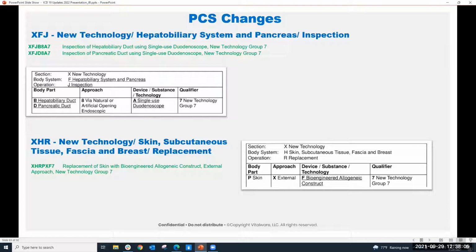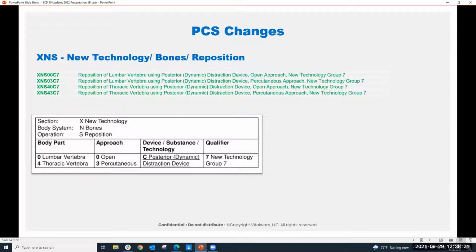And this was created for the replacement of skin using bioengineered allogenic construct for treatment of adults with severe thermal burns, but still having some intact dermal elements. Next table is XNS, and that is the reposition of bones. And this identifies the utilization of a posterior dynamic distraction device in procedures to treat patients with adolescent idiopathic scoliosis.